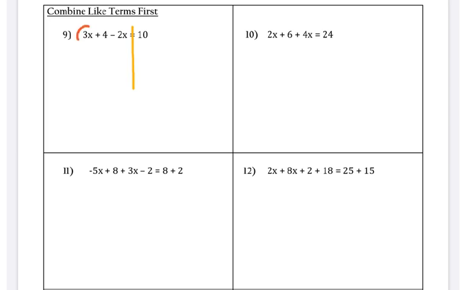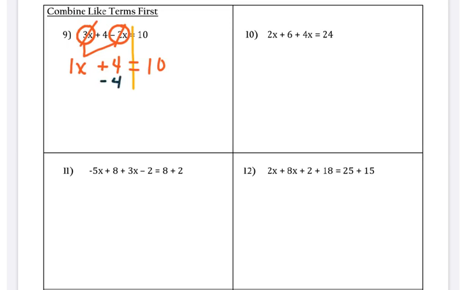What that means is that I have 3 x's here, and I have minus 2 x's here. So 3 x's minus 2 x's is 1 x. Then I have plus 4, an equal sign, and a 10. So I combined my x's. 3 x's minus 2 x's is 1x. So now it's just a 2-step equation, very easy.